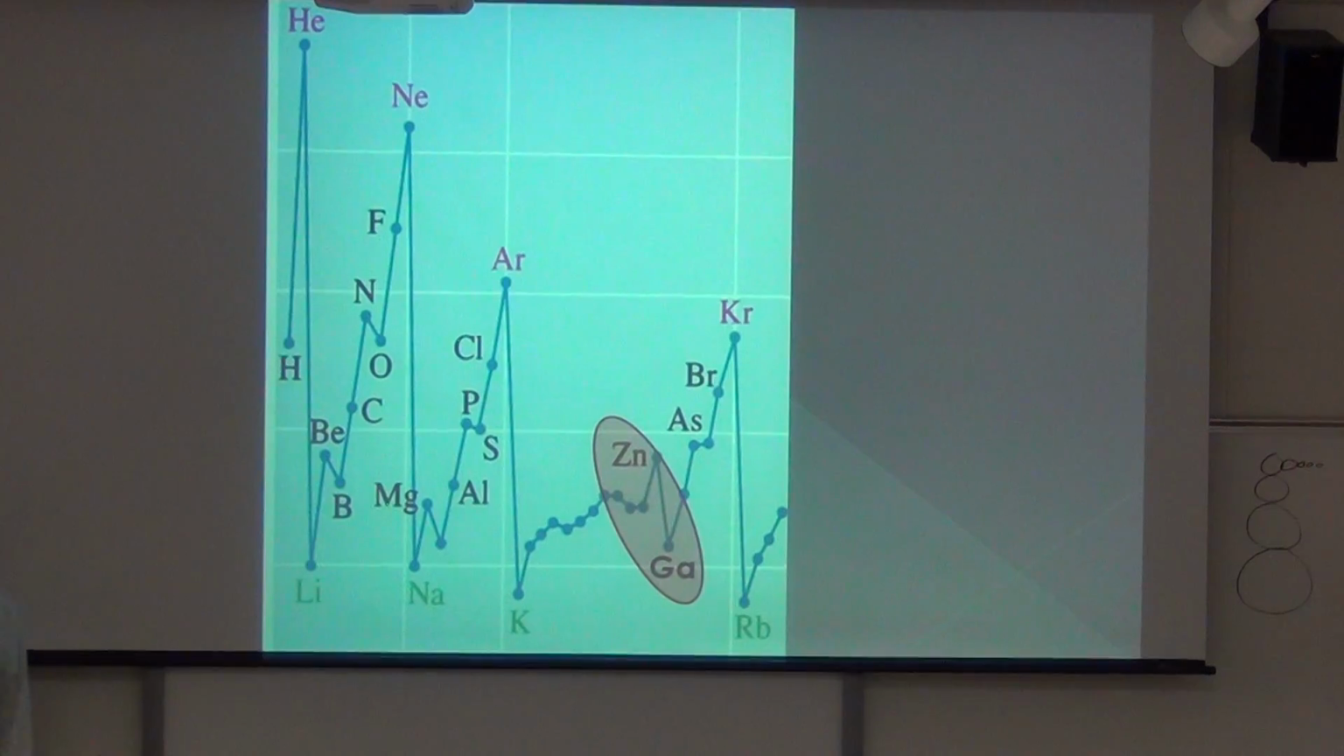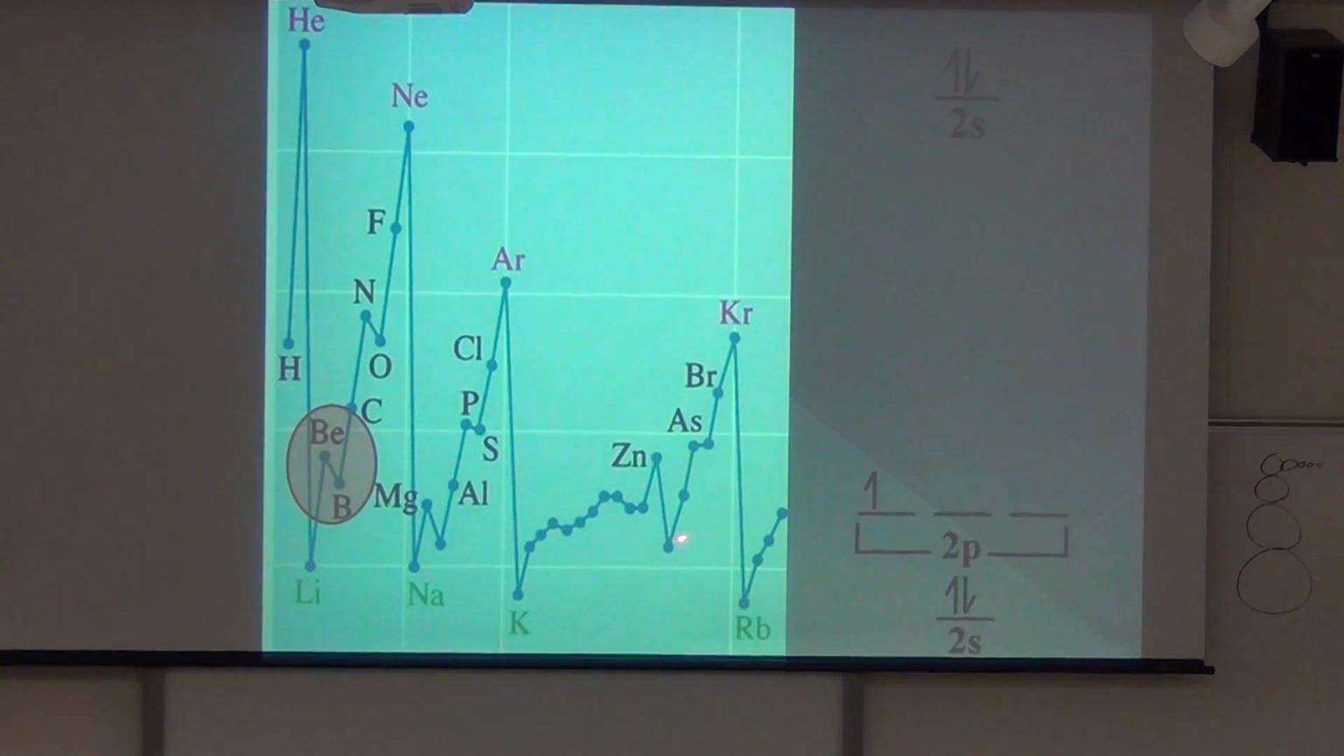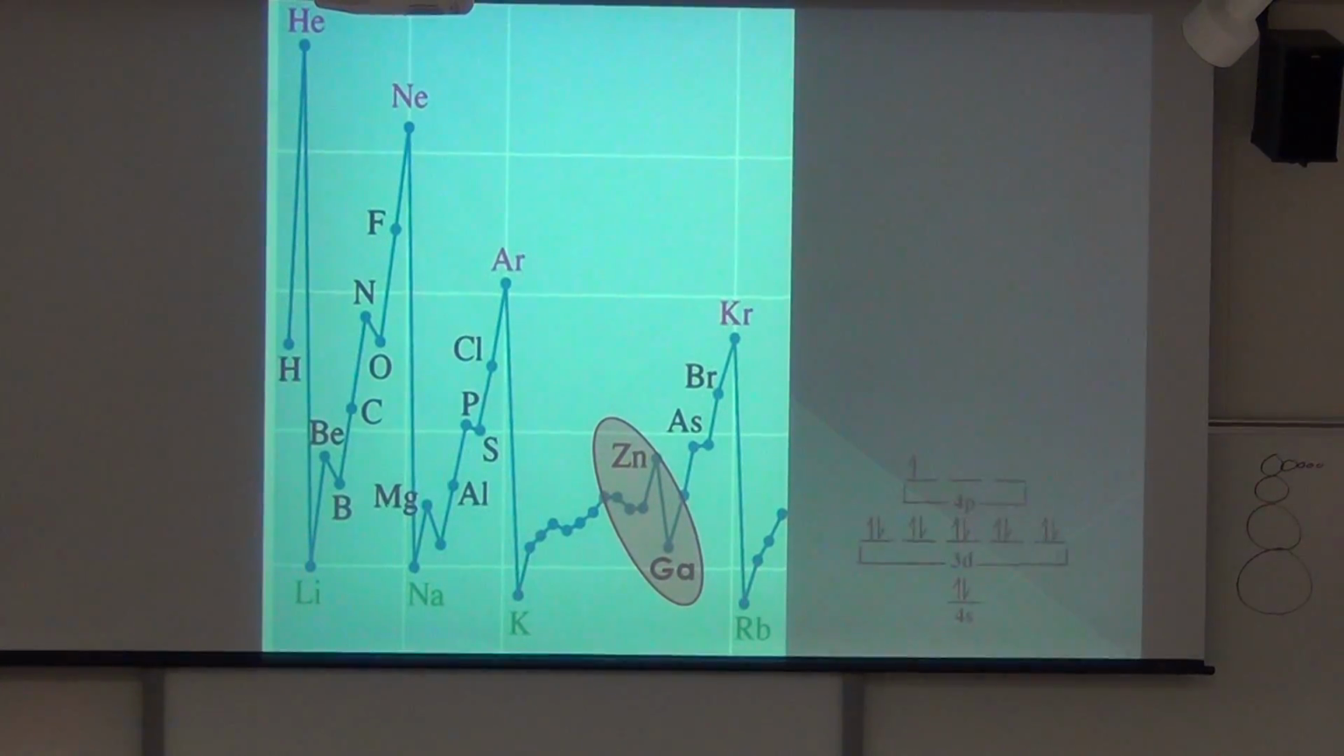Zn and Ga. Do I have that on that one? Ga is not on there. Yeah, I had to write it on. Because it's right here. So that's Ga, and that's Zn.